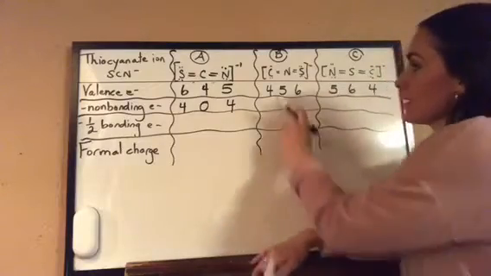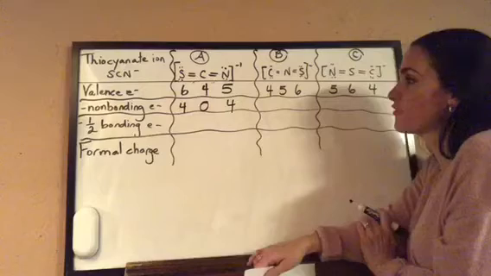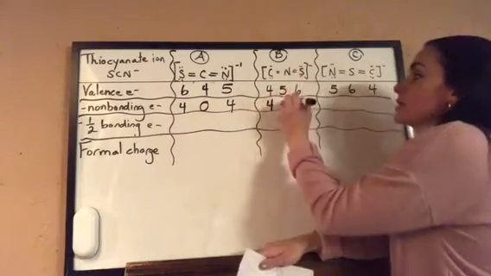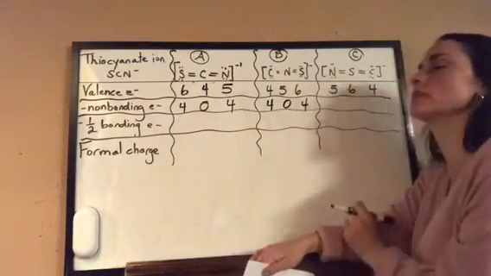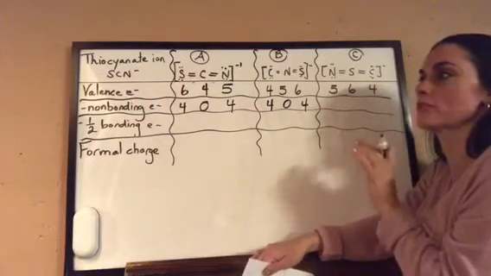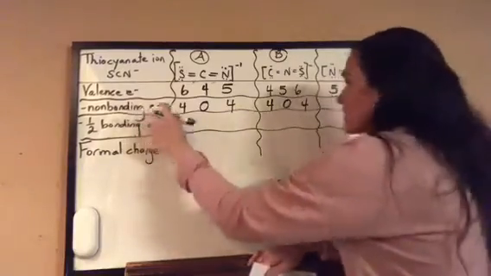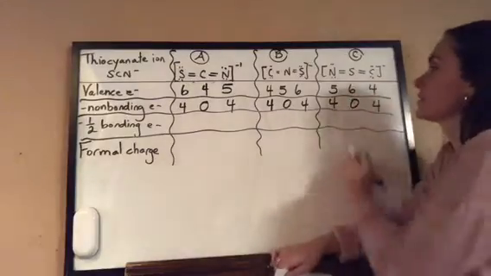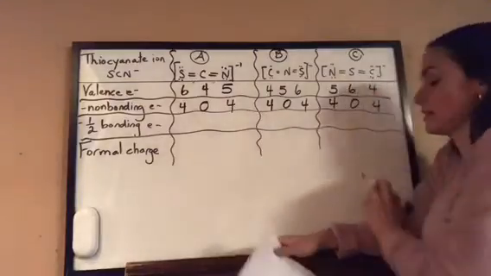Let's look over at the second structure, B. We have 4 non-bonding electrons on this carbon, 0 on the nitrogen, and 4 on this sulfur. Non-bonding electrons are lone pairs, but we want the individual number of electrons, not the number of non-bonding pairs. We want the actual electrons. And the same thing in structure C. Nitrogen has 4 non-bonding electrons, sulfur has 0, and carbon has 4.